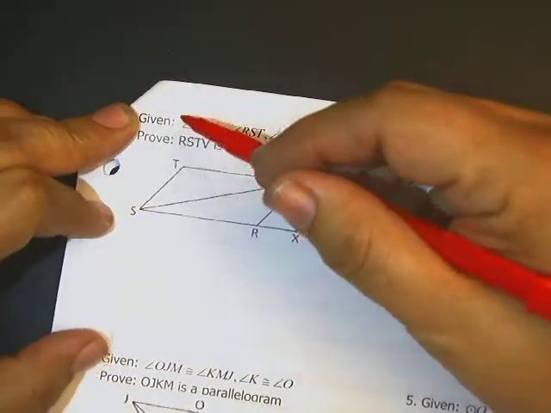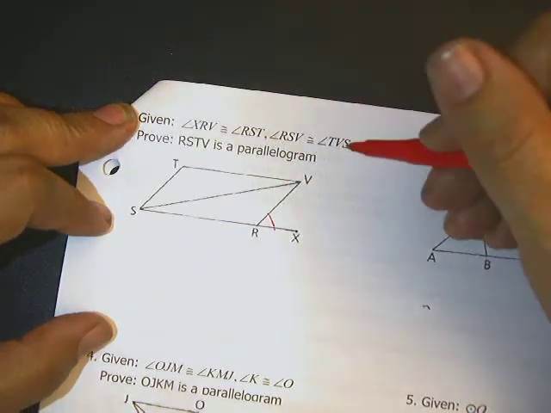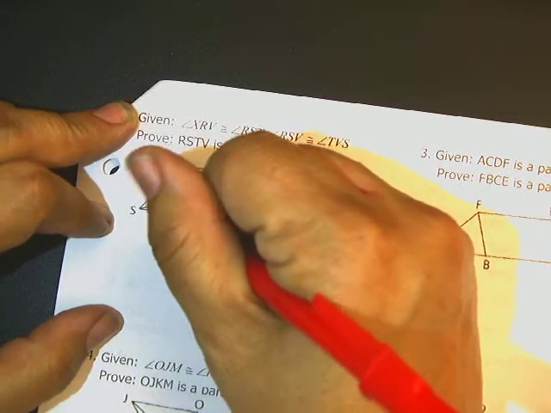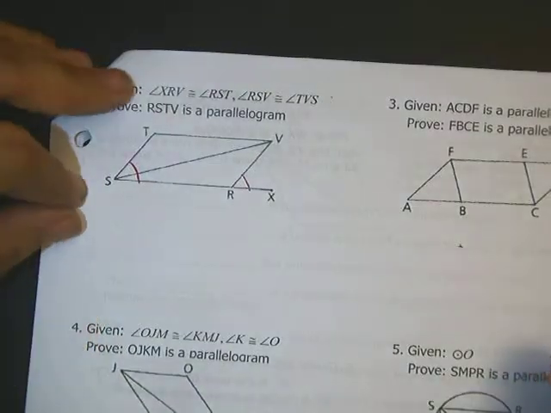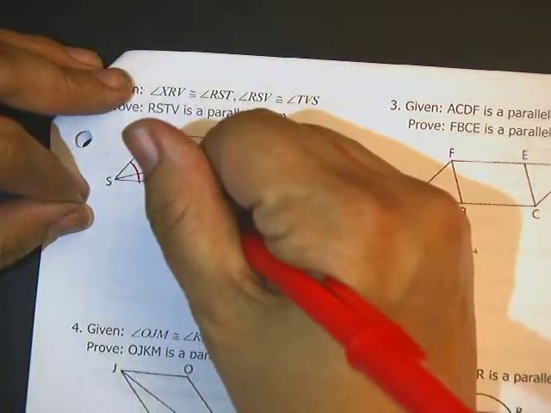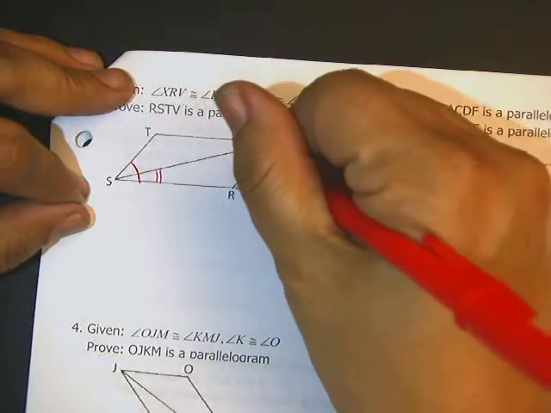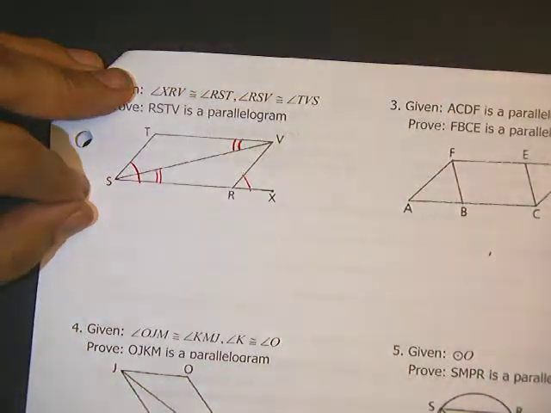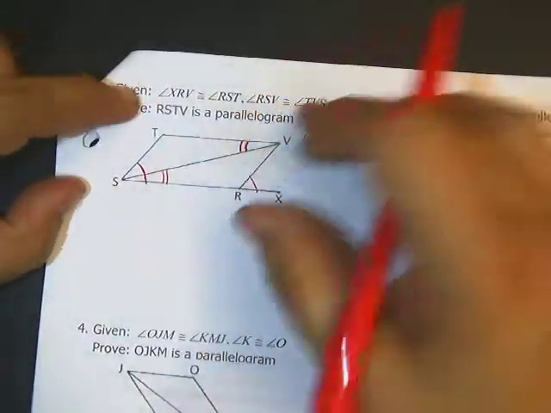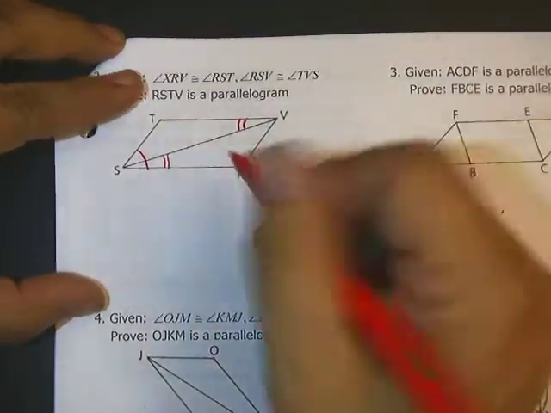You are given that angle XRV, which is this one, is congruent to angle RST. RST is this big angle up here. And you know that RSV is this one, is congruent to angle TVS. All right, so what does that mean? Well, first of all, normally I'm going to do a 2-column proof, but I'm going to skip writing the givens. Assume that the givens are written down just for space, okay?